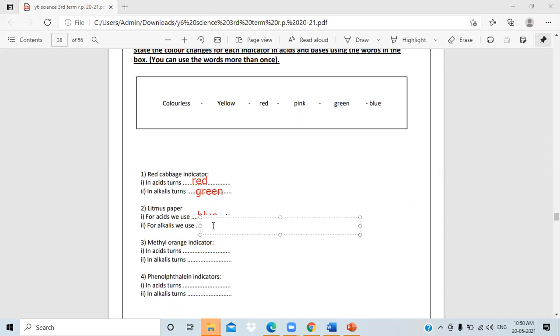We use which litmus paper with the alkalis, Ruqayya? Red. Red, very good. Farida, do you have a question or do you want to answer? I wanted to answer. Okay, can you answer the next one? Methyl orange indicator in acids turns what? Pink. Pink, very good. And in alkalis it turns? Yellow. Yellow, very good.